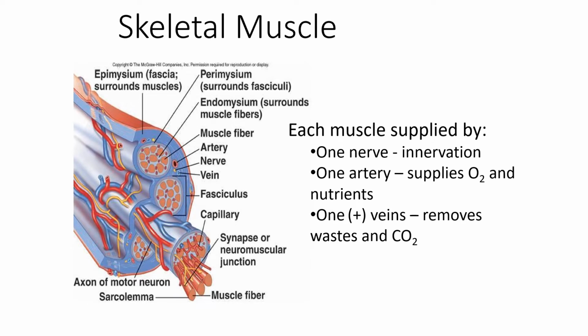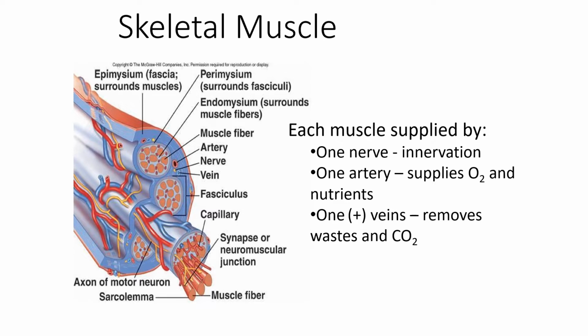So each muscle is supplied with one nerve for innervation. So there's a nerve ending attaching to each muscle. There is one artery, and this will supply oxygen and nutrients, and one or more veins which will remove waste and carbon dioxide. Typically, all of these enter and exit near the central part of the muscle.